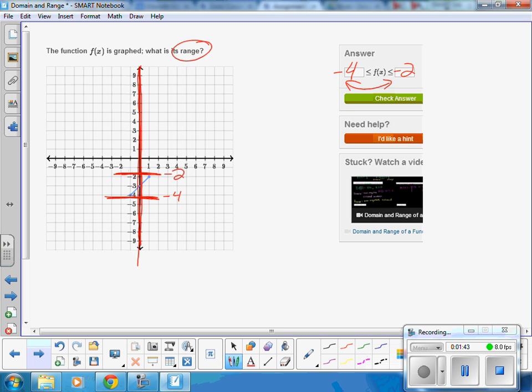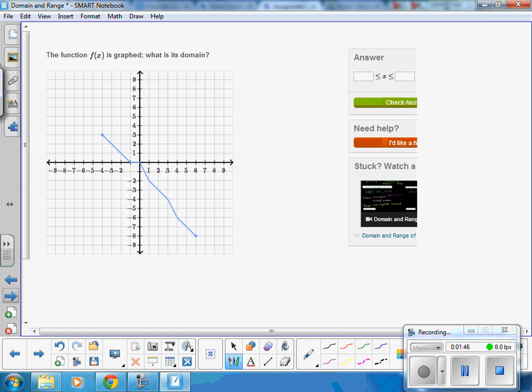That is range. In the next problem, it's domain. And remember, our domain is how far something goes left and right. So the farthest left is here, and the farthest right is here. So this is at a -4, and this is at a +6. Its left to right distance is from a -4 to a +6. That is the domain.